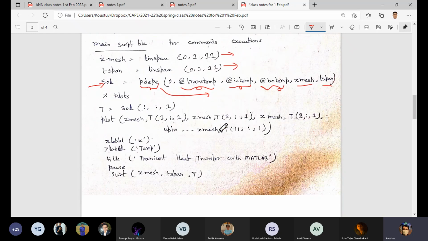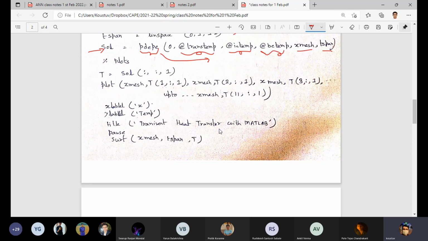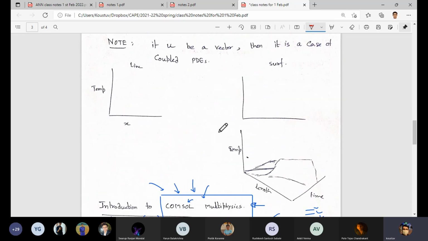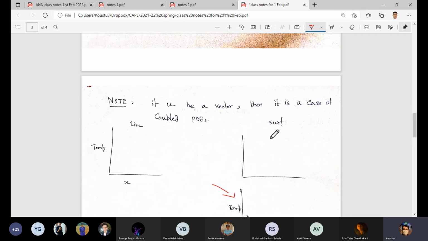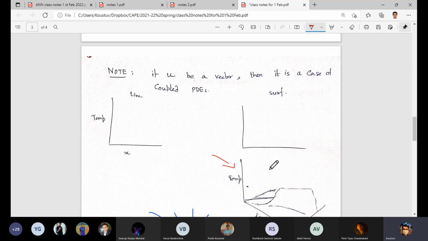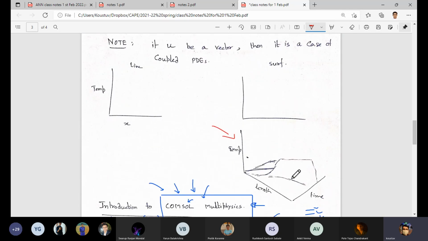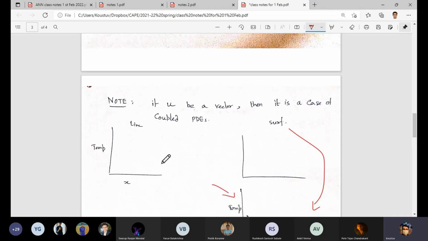So now we can see the results in two different forms. Either we can go for a 3D plot like this, temperature as a function of length and time, or we can go for a line plot. This is often called a surface plot. It looks like a two-coordinate plot, as the temperature depends on both length and time. So this kind of plot is called a surface plot, or we can also do a line plot.